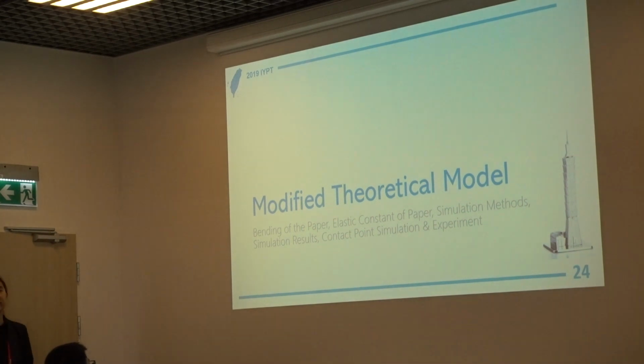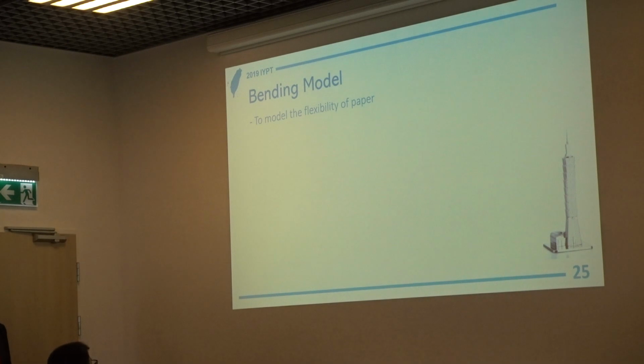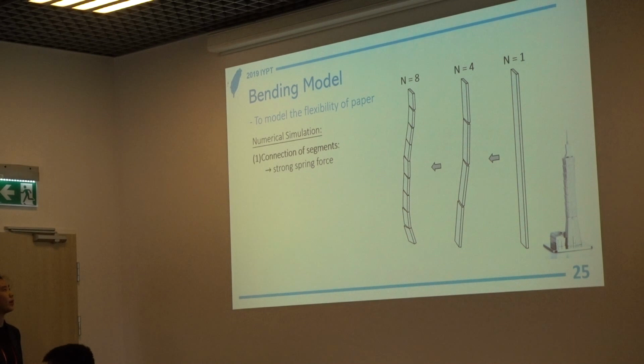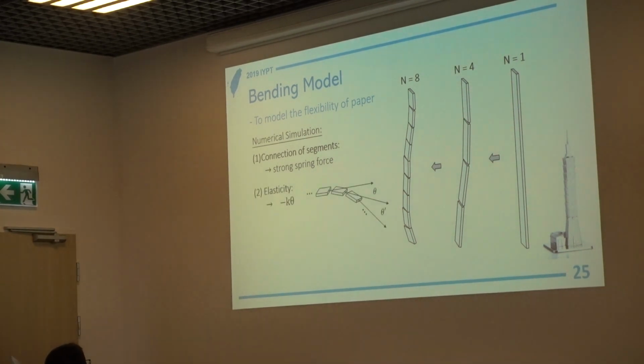However, we didn't model the bending motion of the paper yet, so we modified our theoretical model. In order to model the flexibility of paper, instead of using one piece of paper, we cut our segments into different pieces so we can further model the bending motion of paper. We connected each segment in our computer simulation with a strong spring force, and then we modeled the elasticity with negative k theta depending on the position of the paper at each second.